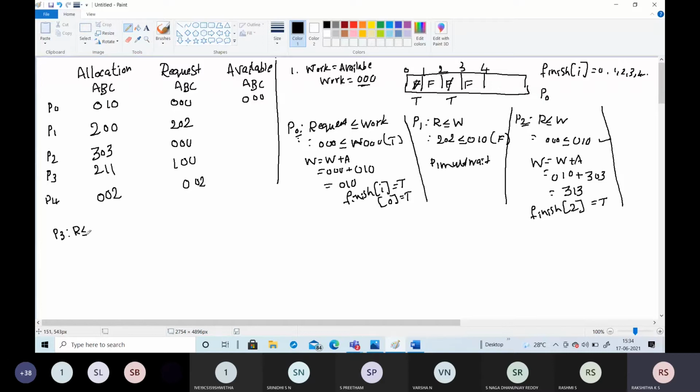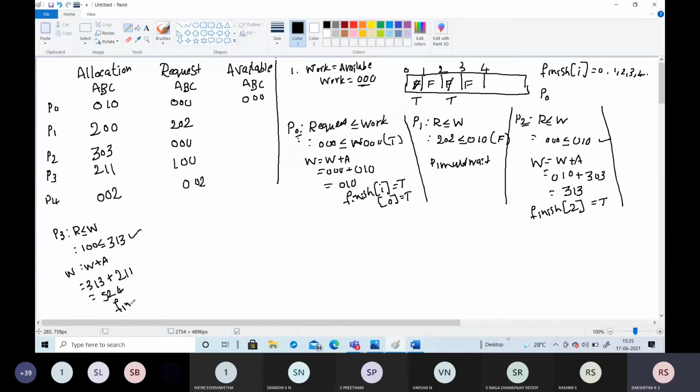Again apply the same algorithm. Request less than or equal to Work. What is the request for P3? It is 1, 0, 0. For Work we have to take the previous Work, that is 3, 1, 3. Is the condition true? Yes, now the condition is true. So now we have to calculate Work plus Allocation. The Work is 3, 1, 3 plus the allocation for P3, which is 2, 1, 1. By adding this, we get 5, 2, 4.